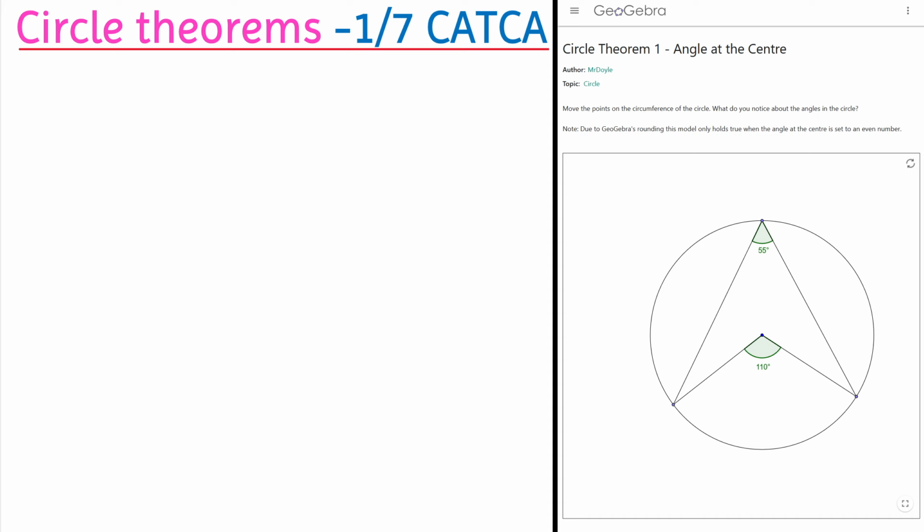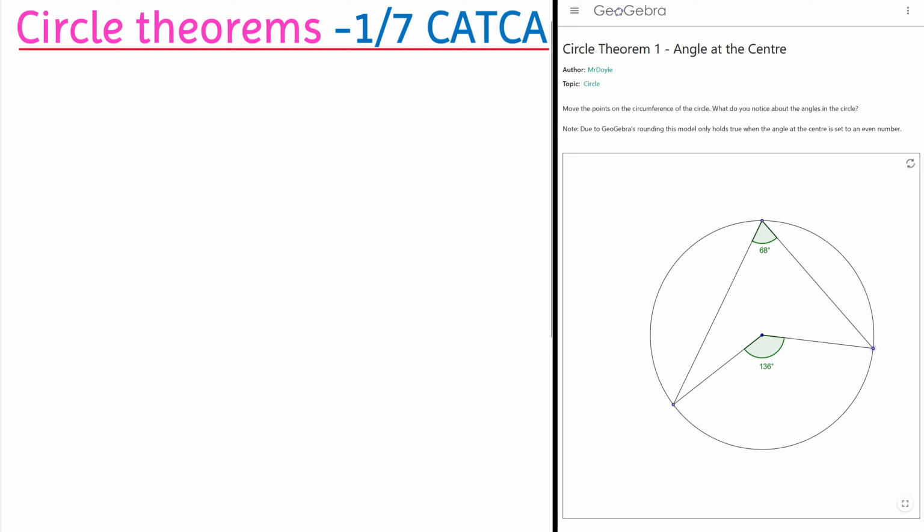So we're going to have a look at circle theorems. Now, our first circle theorem, you may recognize this situation here, where we have a shape and it's a bit like a delta. And if we move this around, we can see that the angle at the outside is always half the angle at the center, or the other way of looking at it is the angle at the center is twice as big as the angle at the circumference.